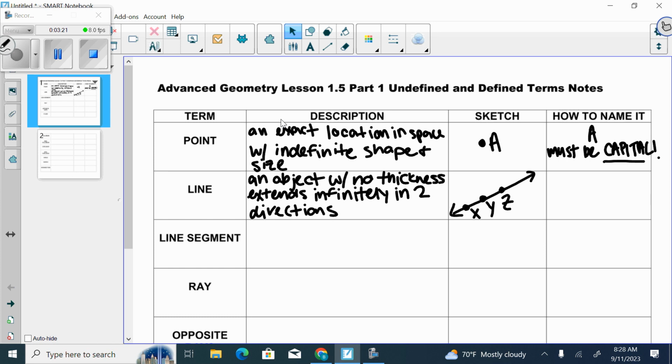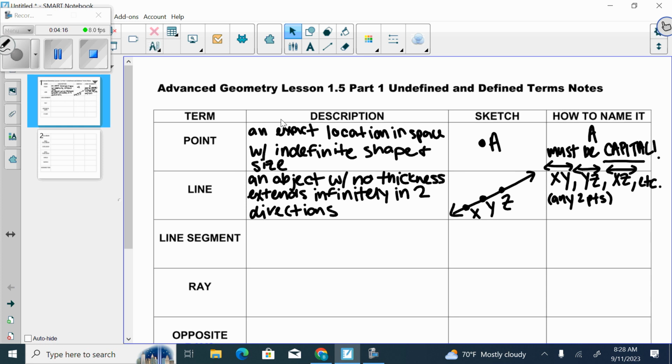Okay. Whenever you name a line, you just pick 2 points from that line. So I could pick X and Y. I could pick Y and Z. I could pick X and Z. And their order doesn't necessarily matter either, so you could do any combination of those letters. But to denote that it's a line and not a line segment or a ray, you draw a line above the 2 letters and you put arrows on either end. So it can be any 2 points on the line. So you can make a note of that here. Any 2 points.